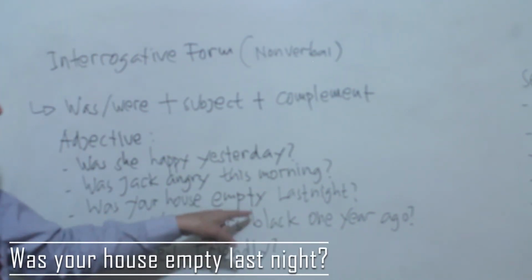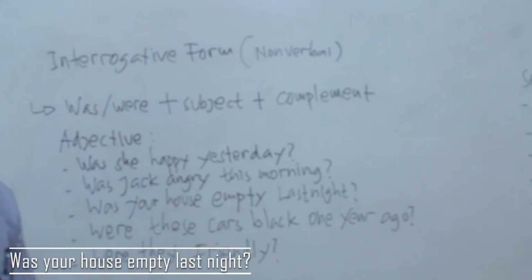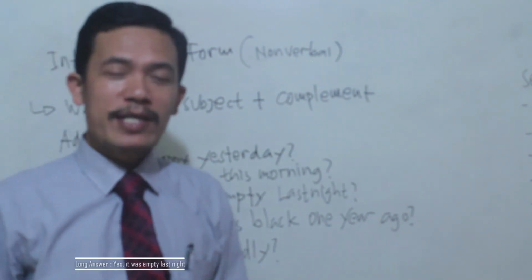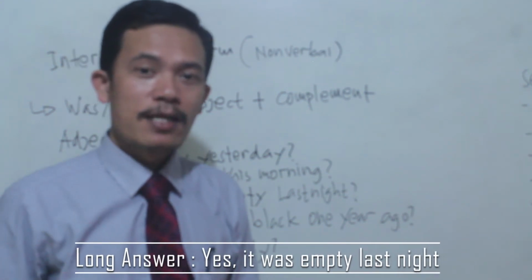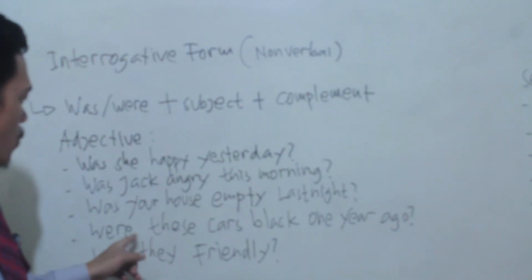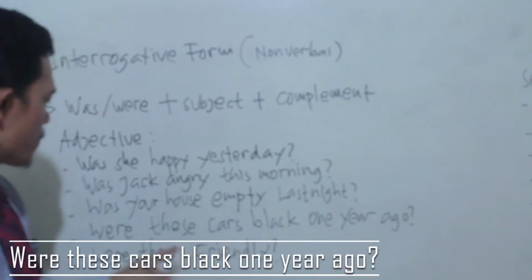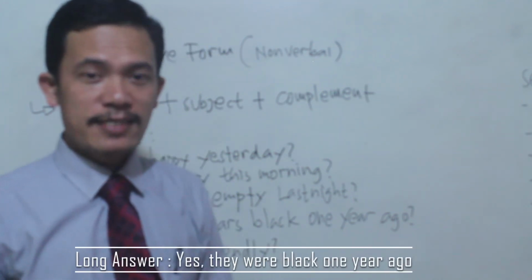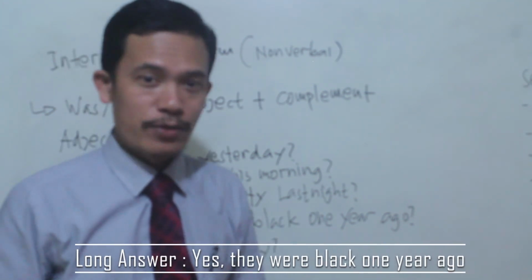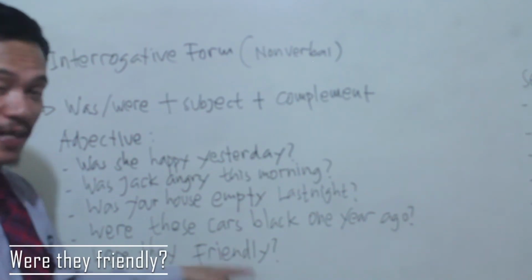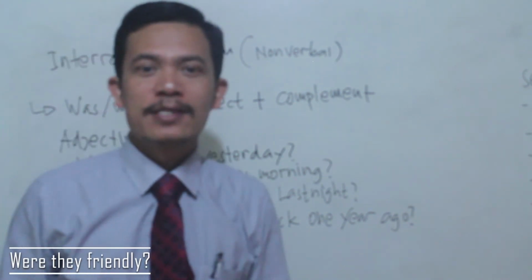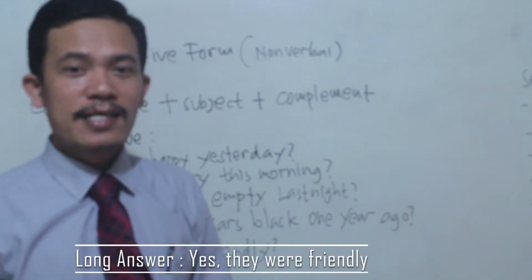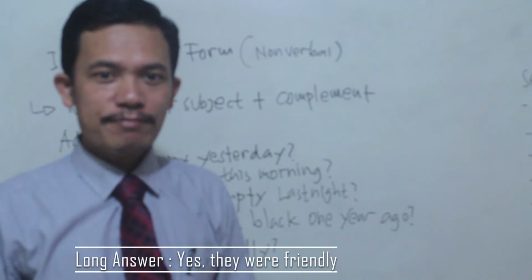Next, was your house empty last night? Yes, it was. In a longer way, you can say yes, it was empty last night. Next, were these cars black 1 year ago? In a longer way, you can say yes, they were black 1 year ago. Next, were they friendly? We can say yes, they were. And in a longer way, you can say yes, they were friendly.